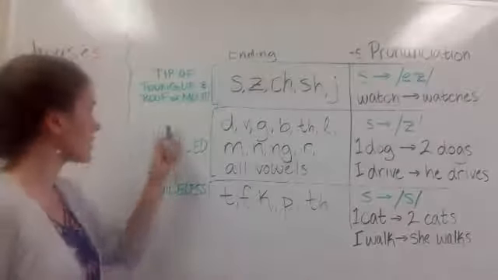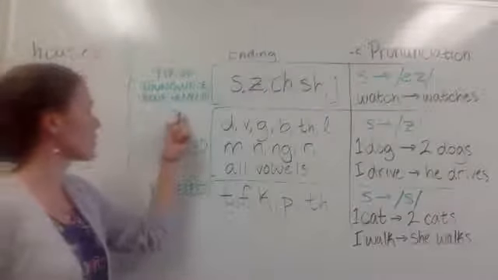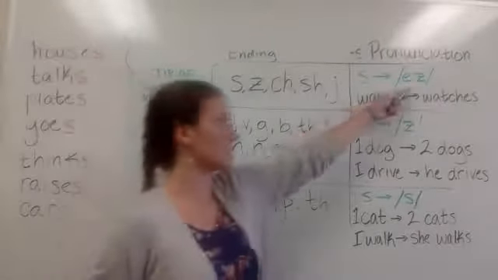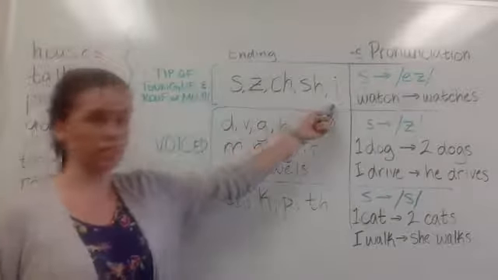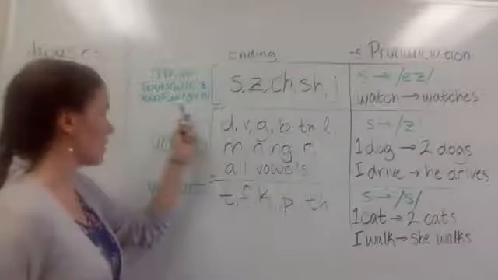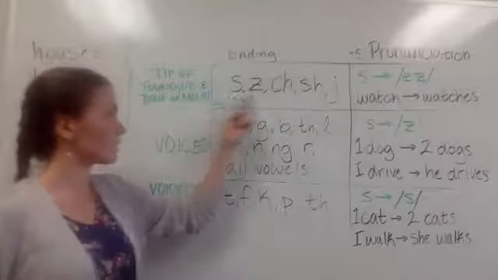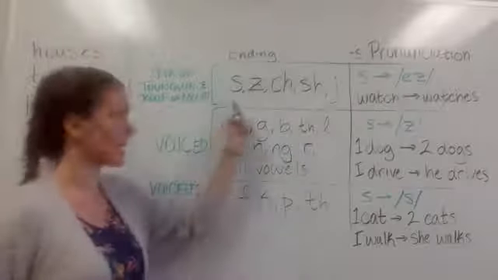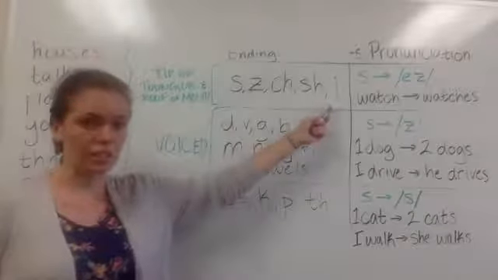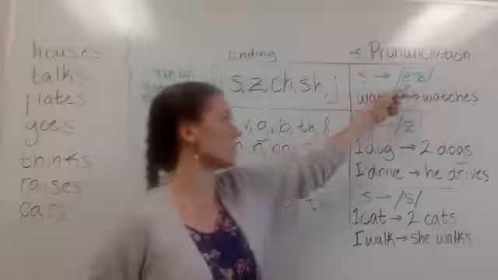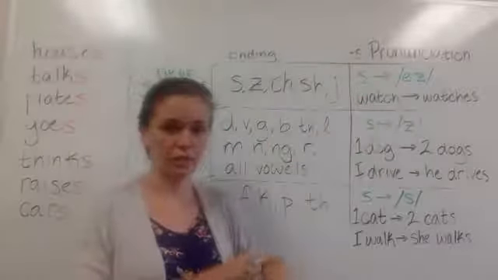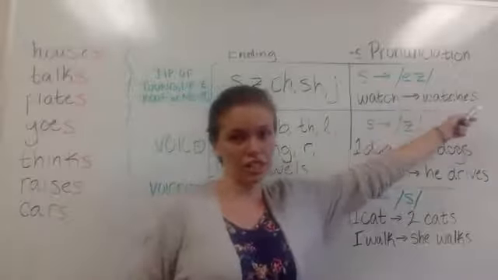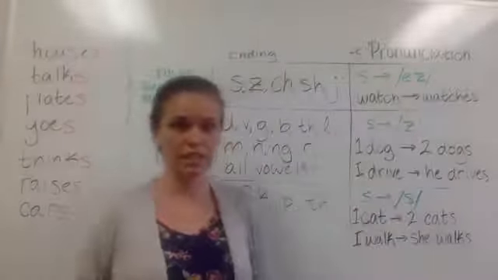For sounds where the tip of your tongue is on the roof of your mouth, the S ending is pronounced as "uz." So this is all the sounds in English that are this type of sound: s, z, ch, sh, j. If a word ends in any of these sounds, then you will pronounce the S ending as "uz." So you see watch, like a watch that you wear to tell time. When you make it plural, it's watches. The S ending is pronounced as "uz."